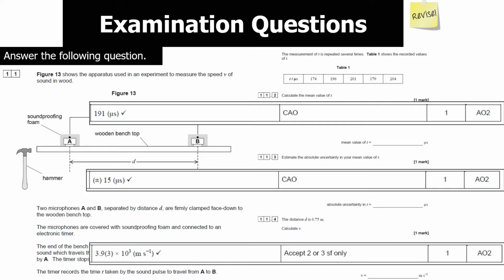Now, how do you work out a velocity if you've got a distance? Well, quite simply, we've got a time of 191 microseconds, so 191 times 10 to the minus 6. We've got a distance of 0.75, so we can use the equation velocity is distance over time to work this out and get an answer of 3.9 times 10 to the 3 meters per second.